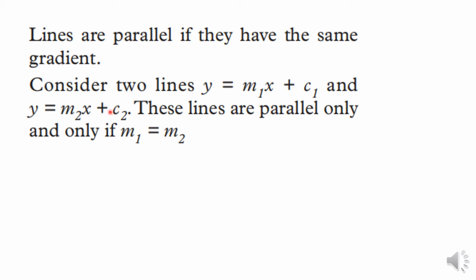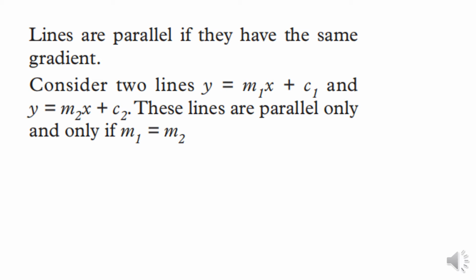Now, if the gradient or slope of line 1 is equal to the slope or gradient of line 2, you conclude that line 1 and line 2 are parallel. If the slope of line 1 is equal to the slope of the second line, you conclude that those lines are parallel. So now let us take an example here.